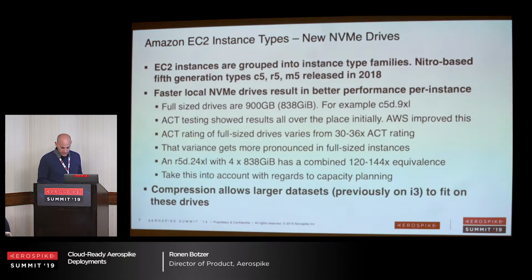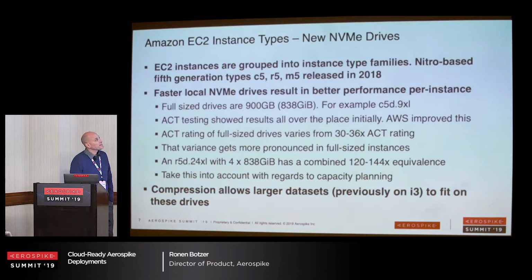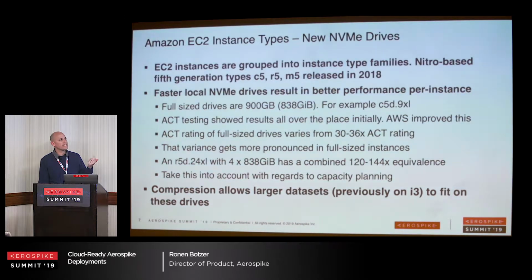Okay, so, oh good, my timer is not showing me the time. So first thing, let's talk about the new NVMe drives. EC2 instances obviously are grouped into instance type families. In the summer of 2018, there was a whole group of 5th generation C, R, and M instances, and they're Nitro-based. So these are the ones that really bring in the new hardware.